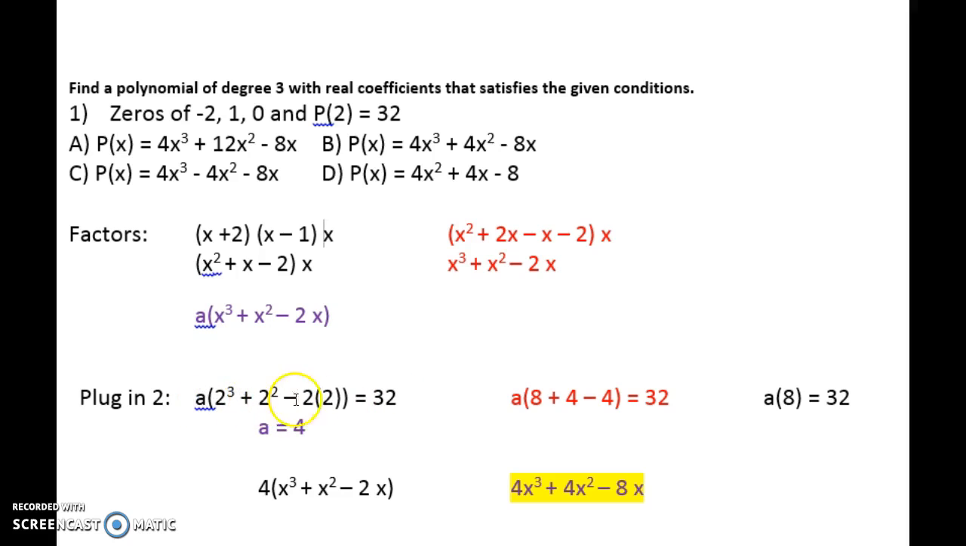Alright, so when we plug a 2 in, the result should be 32. And we're going to figure out what A will make that happen. So reduce these values inside. Reduce further. And when you plug a 2 in, you get 8. So A times 8 needs to equal 32. So A has to be 4. And so 4 is multiplied by the whole polynomial. So just distribute that through and you get your final answer.